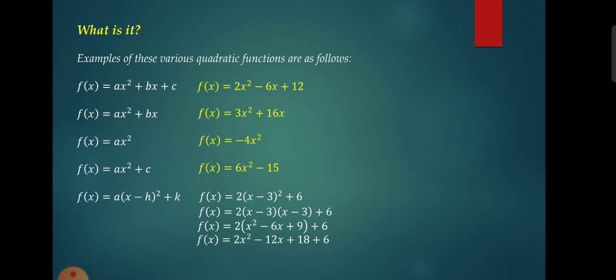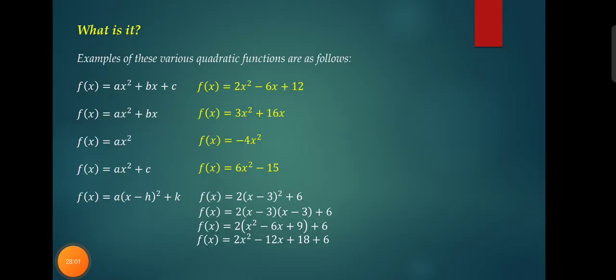To simplify further, since there is a 2 outside the parenthesis, distribute the 2, multiply the 2 to the trinomial. 2 times x squared is 2x squared. 2 times negative 6 is negative 12x. 2 times 9 is 18. Bring down plus 6. Then add 18 and 6. So it is 2x squared minus 12x plus 24, because 18 plus 6 is 24.